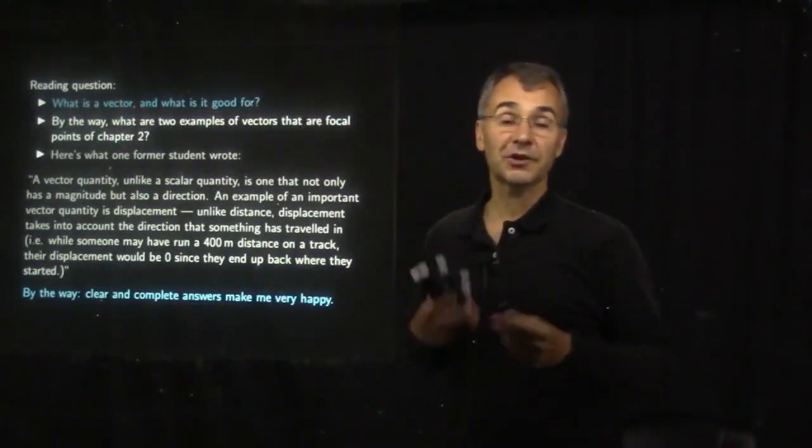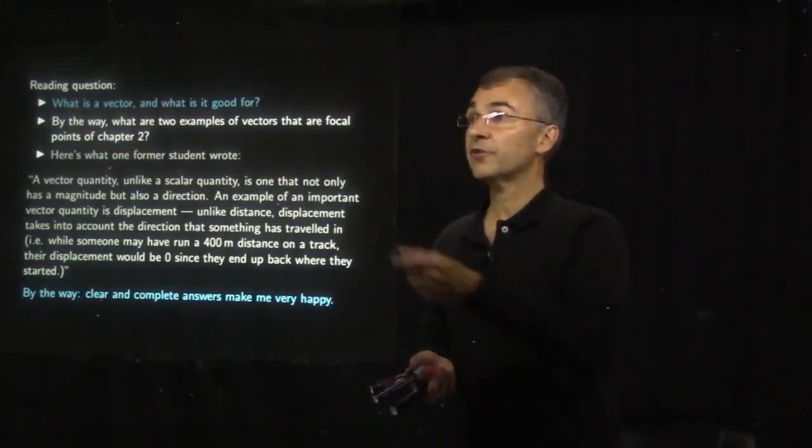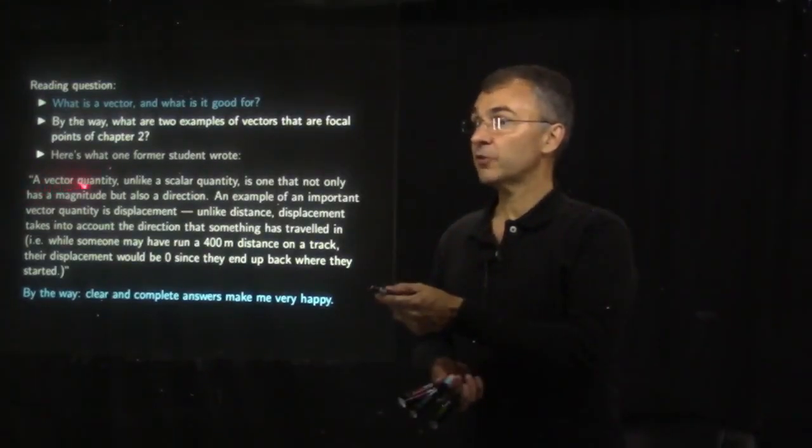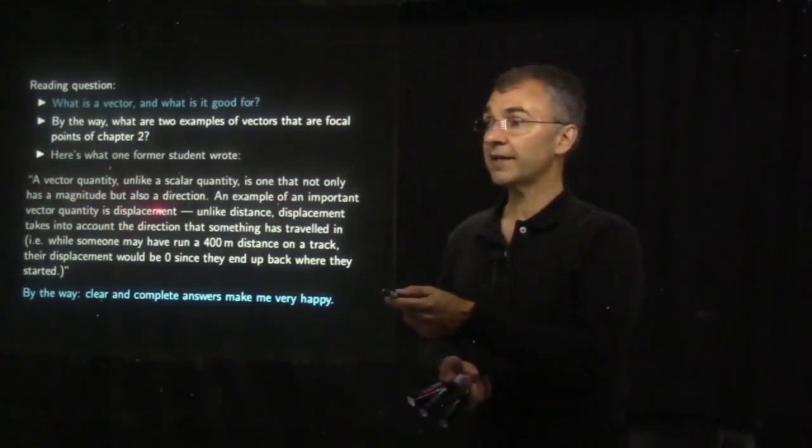Since you made it this far in the video, here's a hint for a reading question. What is a vector and what is a vector good for? Well, here's what a student who took the course several years ago said. They said, a vector quantity, unlike a scalar quantity, is one that not only has a magnitude but also a direction.